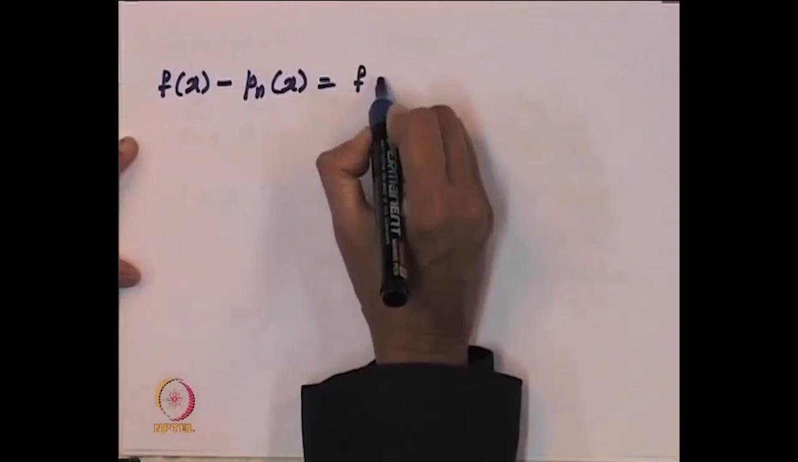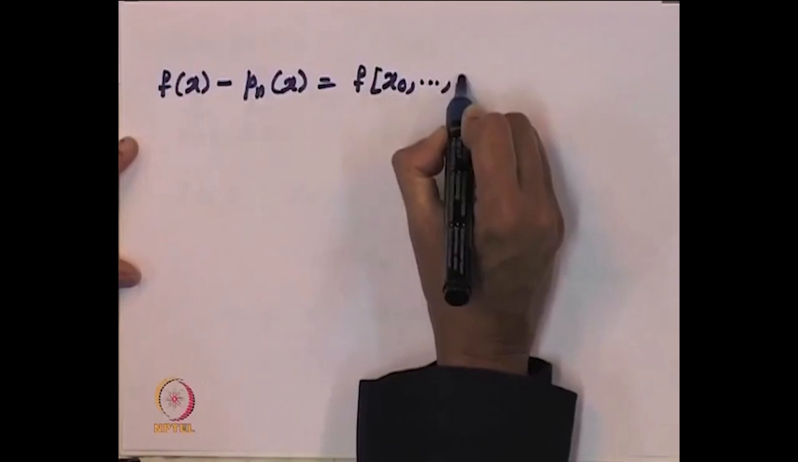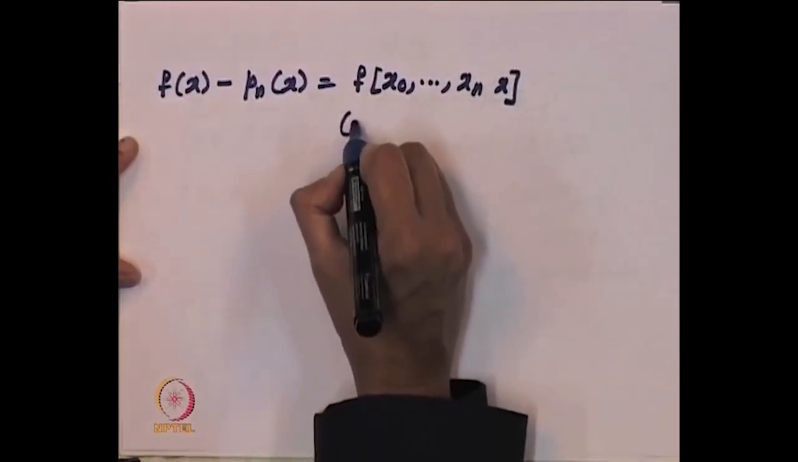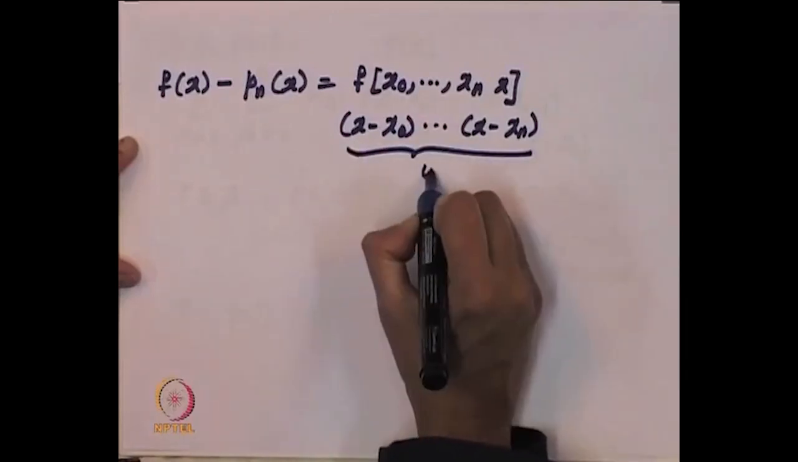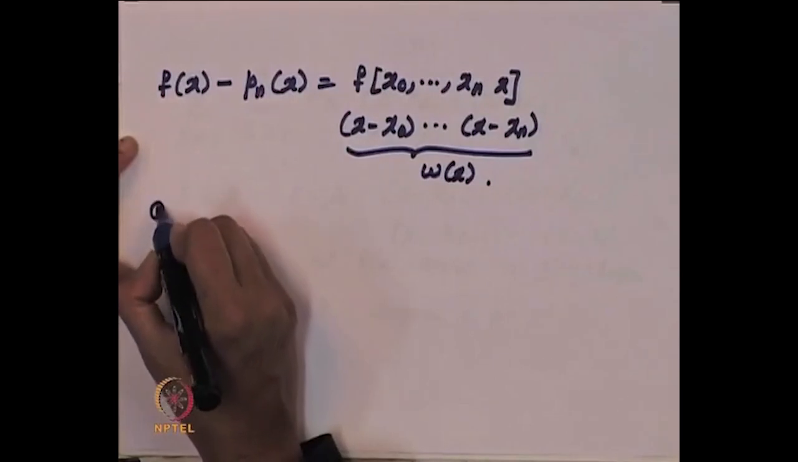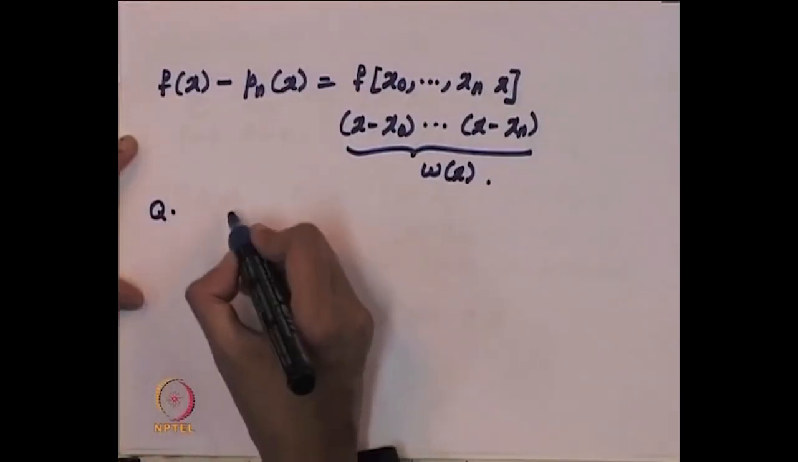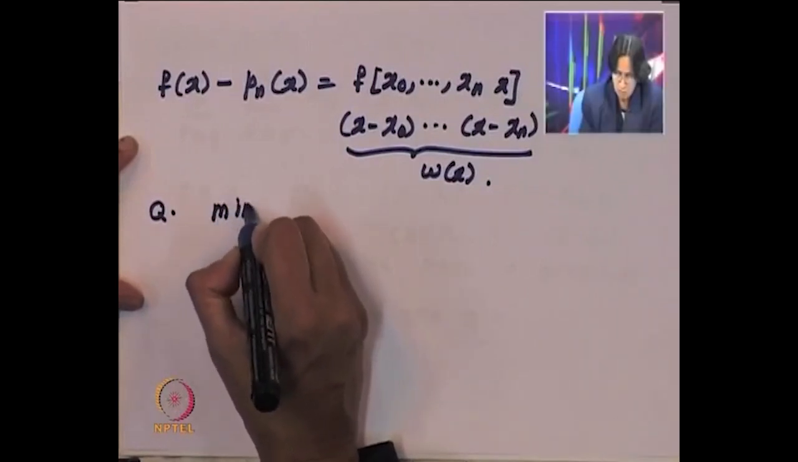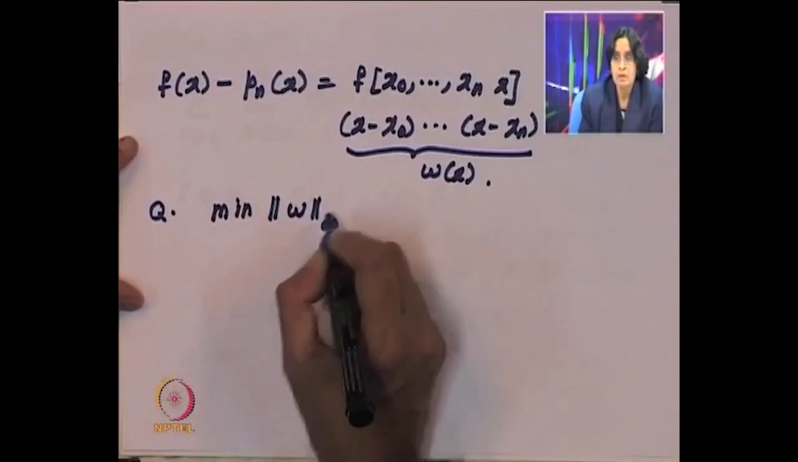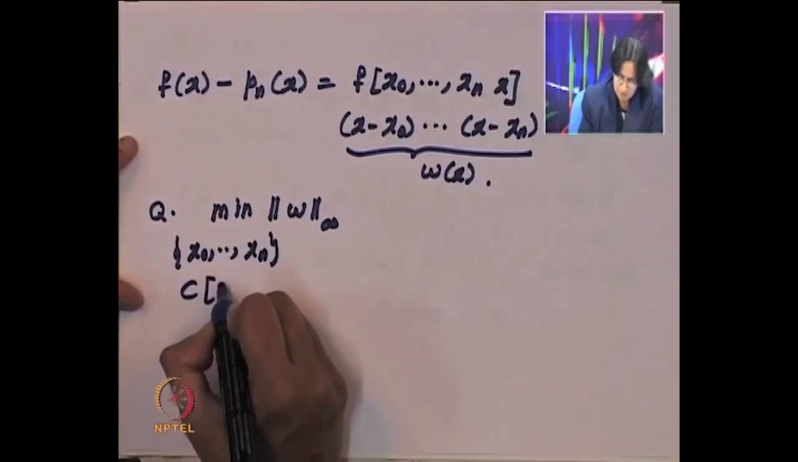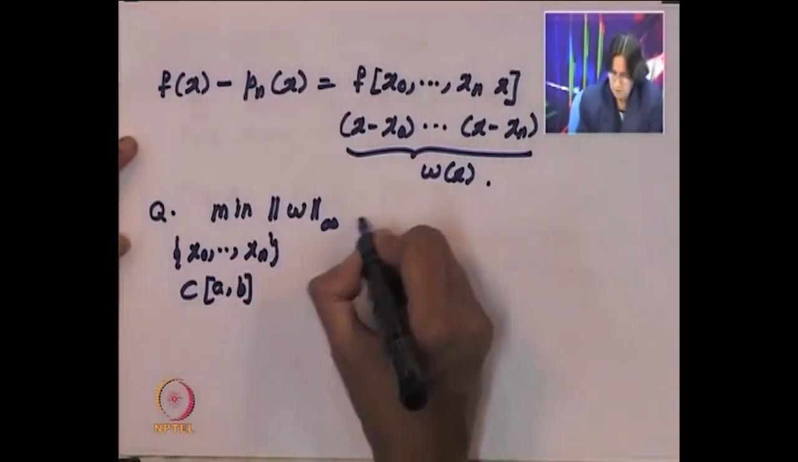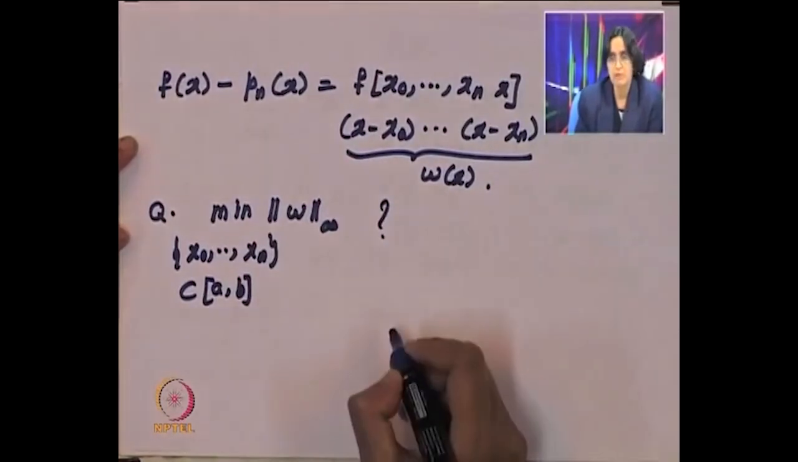So, we have f(x) minus p_n(x) equal to f[x_0, x_1, ..., x_n, x] multiplied by (x minus x_0)...(x minus x_n). So, this I am calling w(x). So, the question is whether we can look at the minimum of the norm of w in the infinity norm. The minimum will be taken over x_0, x_1, ..., x_n varying over the interval [a, b]. Whether we can find such a minimum, what can be done.